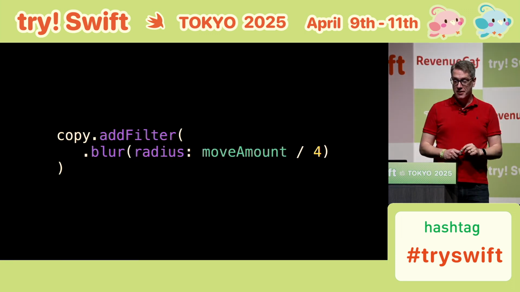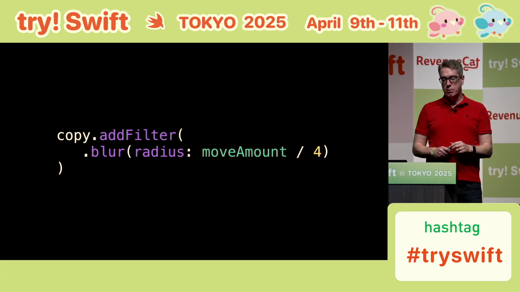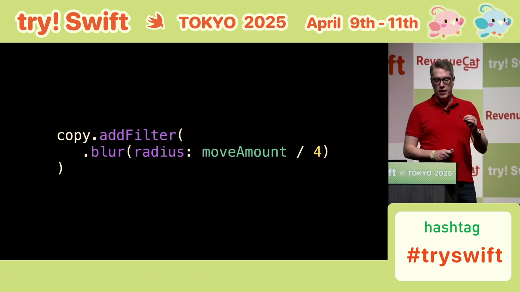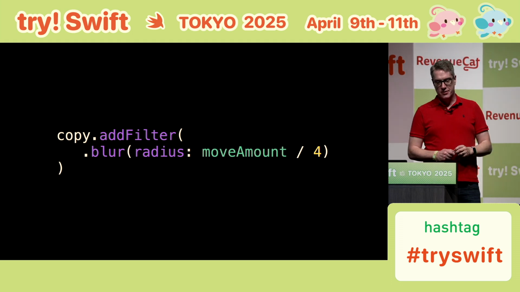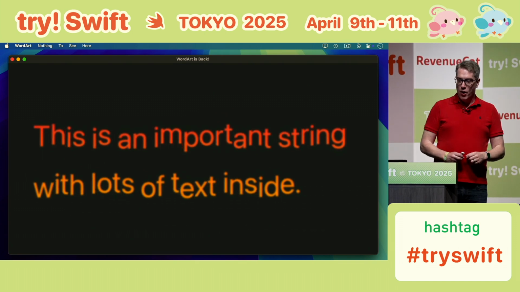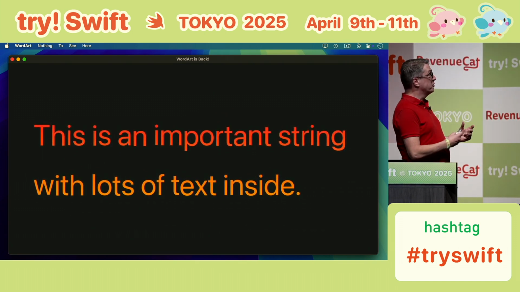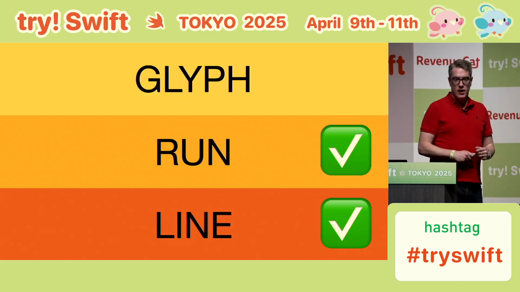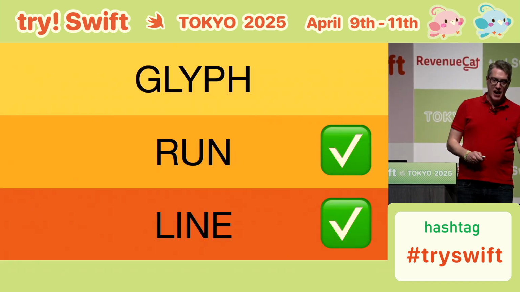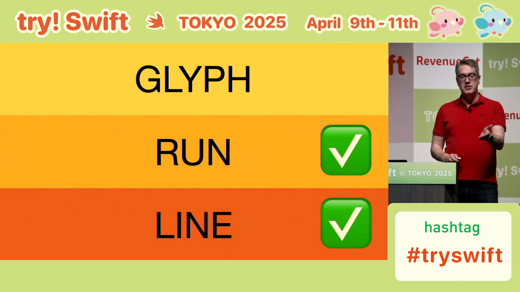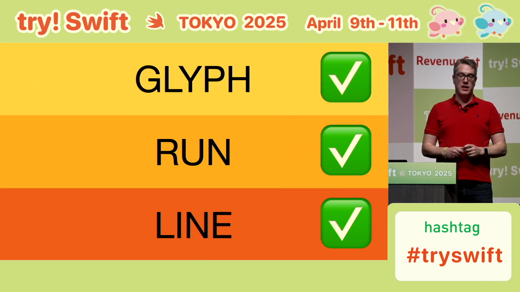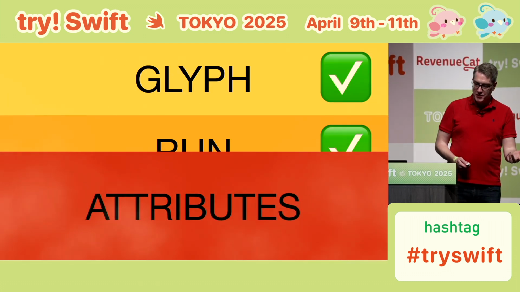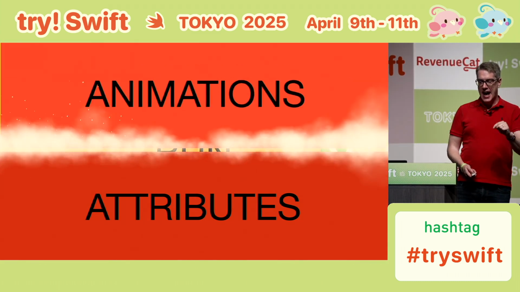For extra fun, we can even apply a gentle blur to the graphics context based on the current movement amount, increasing the shaking effect. So now, when they're shaking more, they're blurred more too. So you've now seen how you can adjust lines of text, runs of text, or individual glyphs inside runs. We've looked at custom attributes, and now we've just seen animations too.